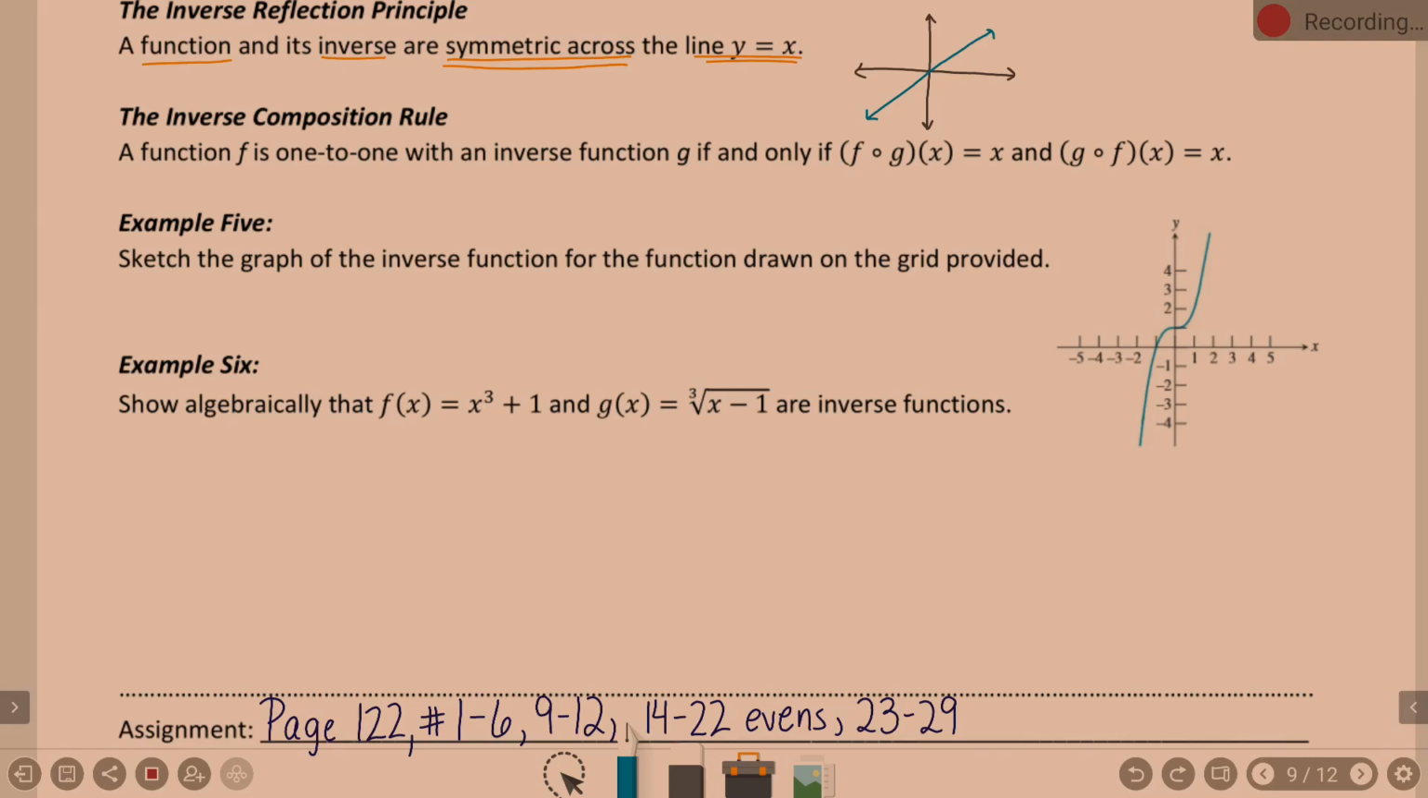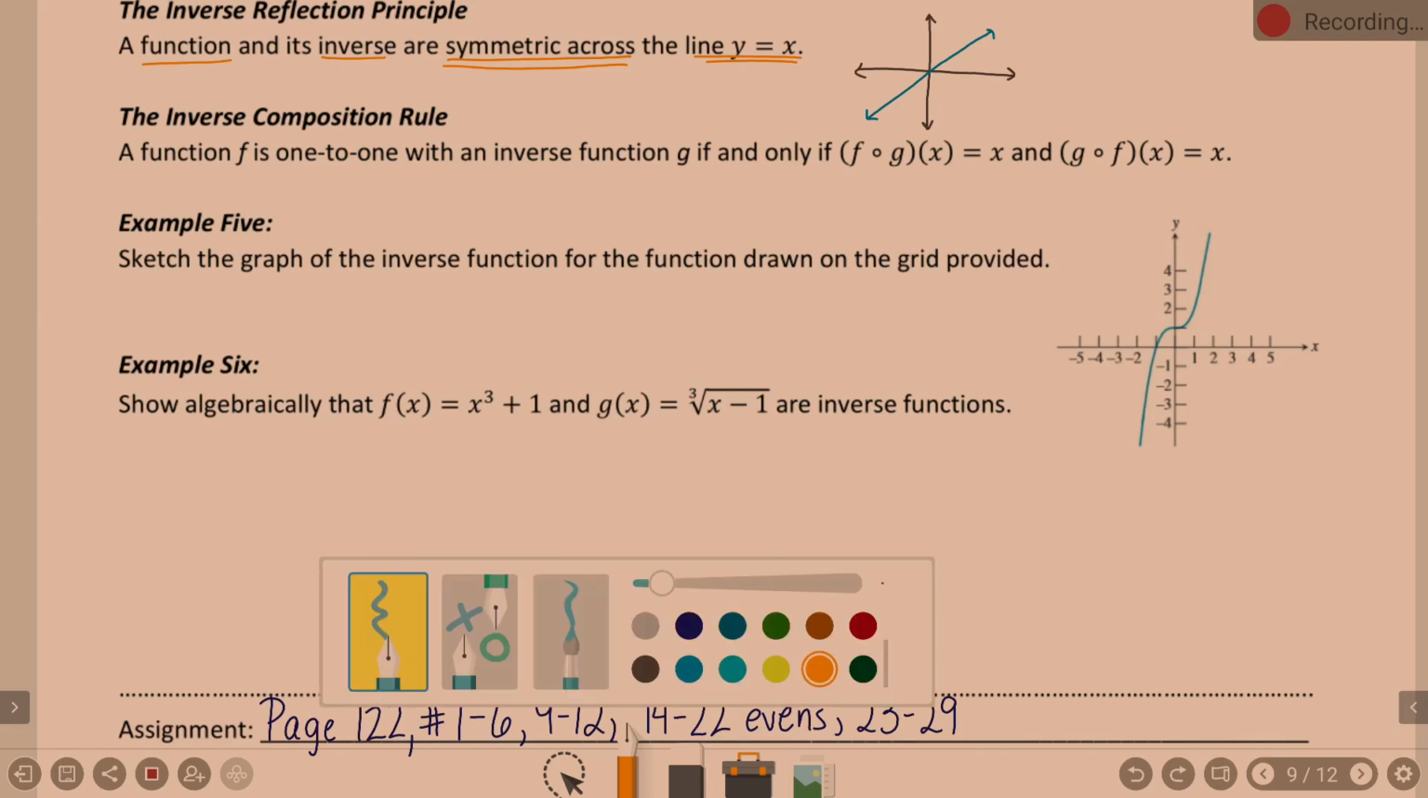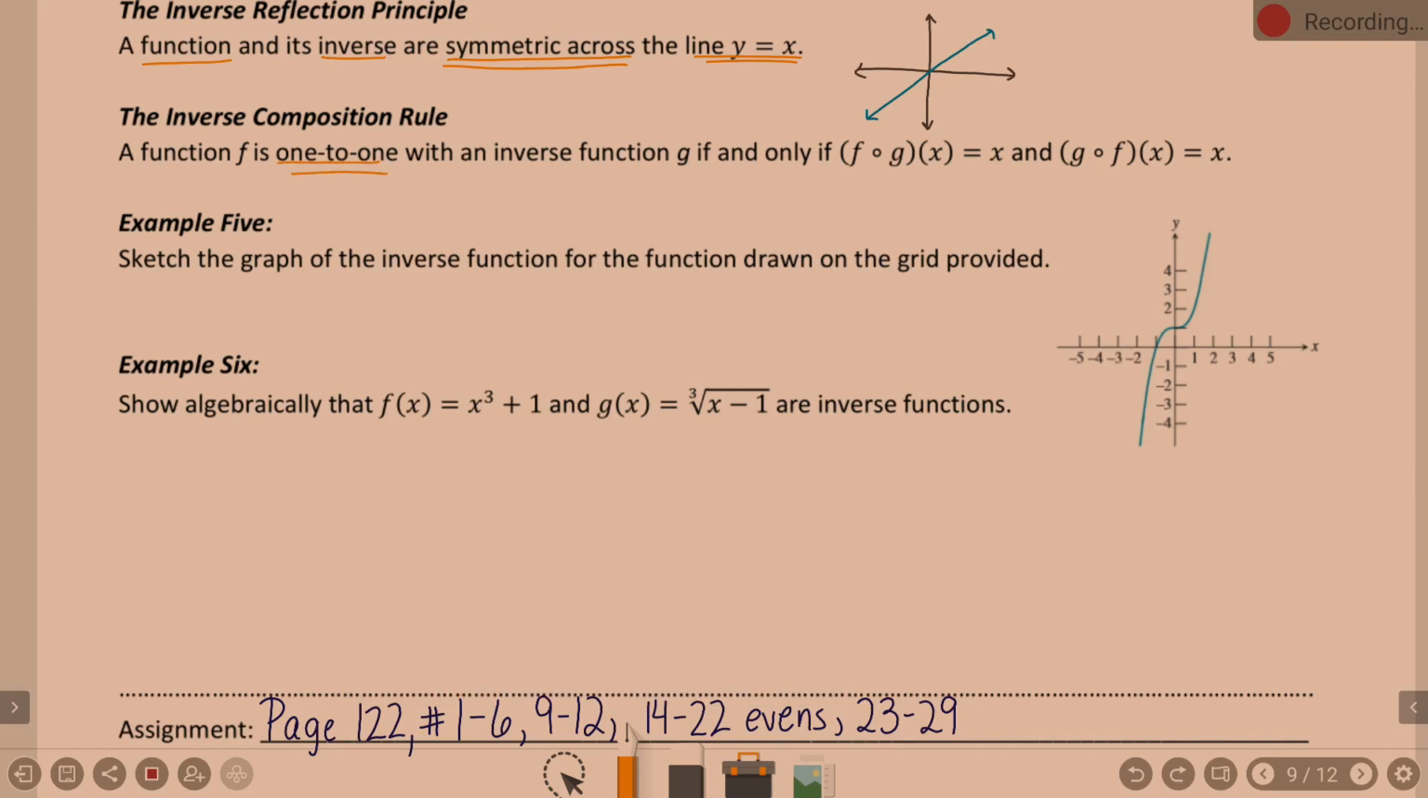Okay. We're also going to talk about the inverse composition rule. And that is the idea that a function f is one-to-one with an inverse function g if and only if f composed with g of x equals x and g composed with f of x equals x. Okay, so basically you can figure out if they're inverses by figuring out: does f of g equal x, and does g of f equal x? Okay, so those are the two pieces we're going to talk about here.